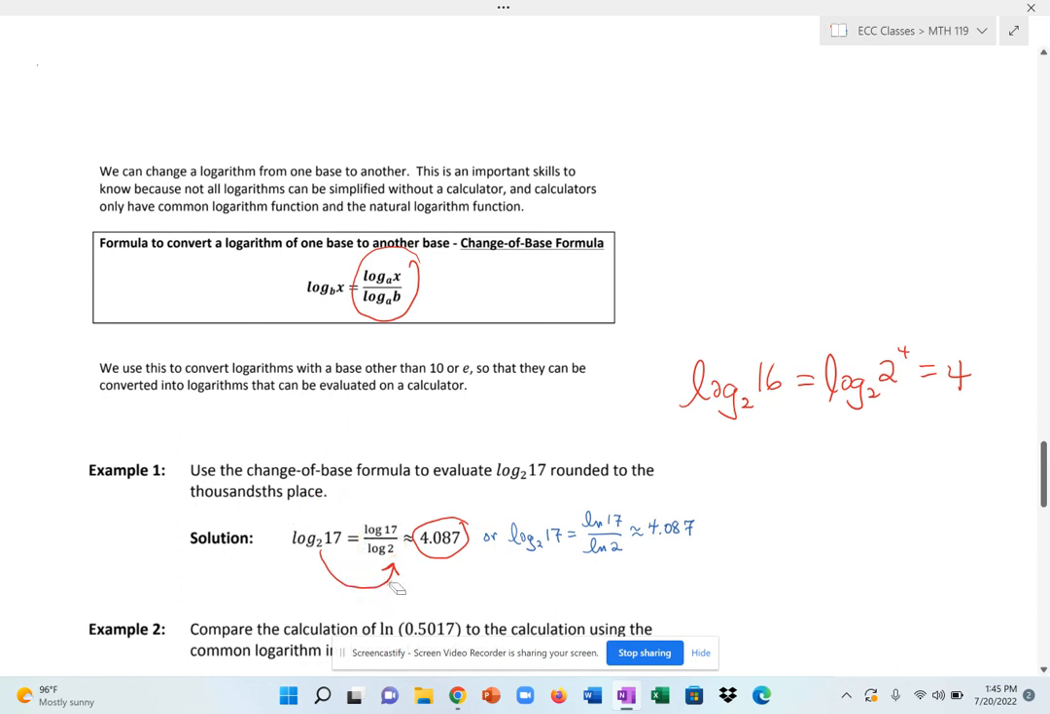You would get the same answer if you use natural logarithms instead of common. So if you did the natural log of 17 divided by the natural log of 2, that also gives you 4.087. So which one you choose, common or natural, doesn't matter. The ratio of the two will give you the same result.